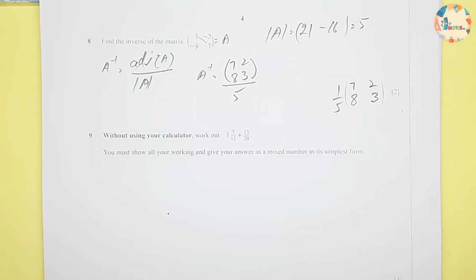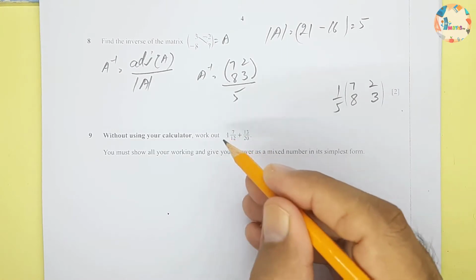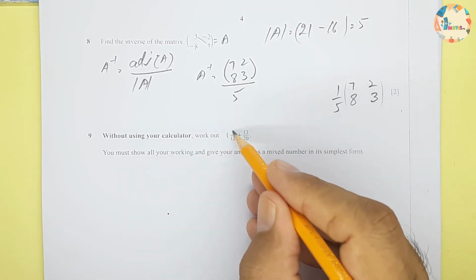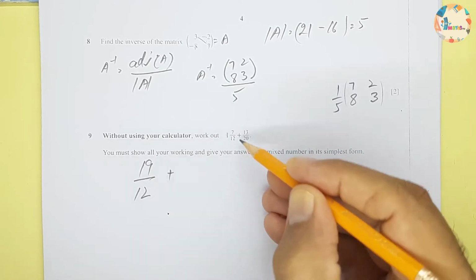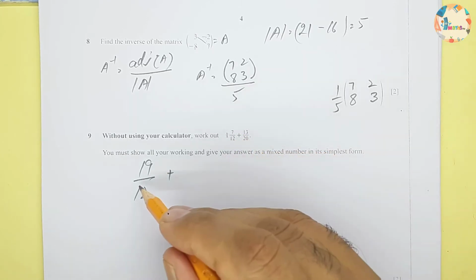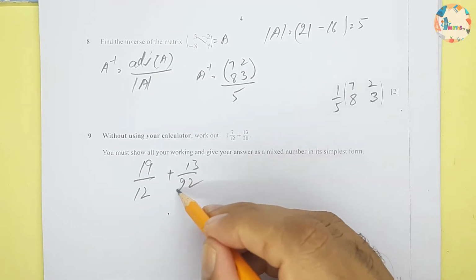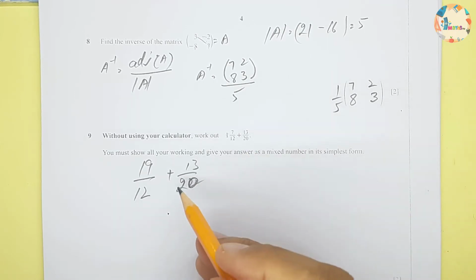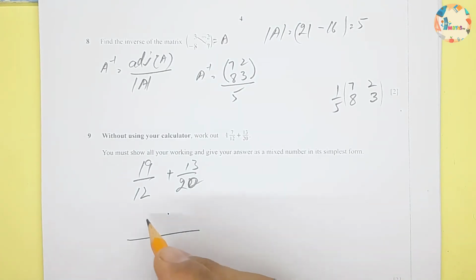Next is basically fractions. We have to solve question number 9 without using your calculator. Work out this fraction. So 12 into 1 will be 12, 12 plus 7 will be 19, so 19 over 12. We will change the mixed fraction into an improper fraction. So this one is 20, now what we will do, we'll take the LCM. LCM we can take 60.